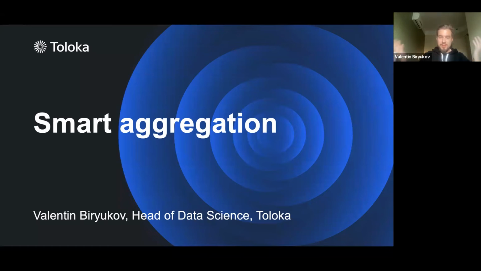Today, I have a really short talk about smart aggregation in natural language processing tasks, actually in the text aggregation area. They may also discuss several methods for computer vision in the question answering session, but the main thing we want to discuss is how to aggregate textual data obtained from crowdsourcing.